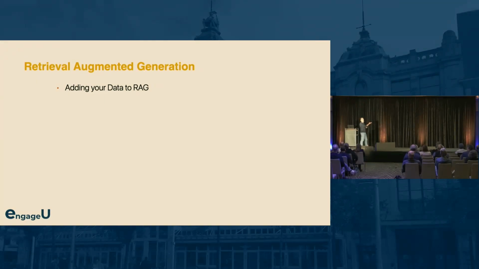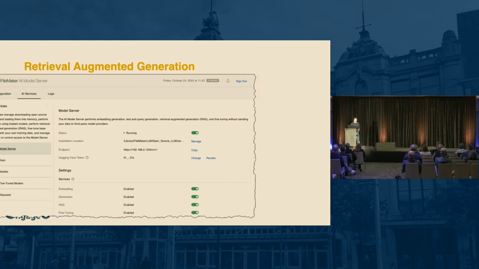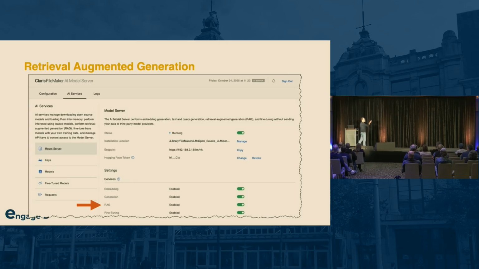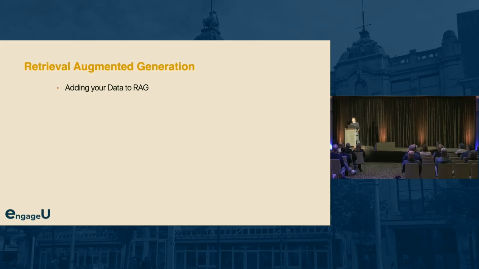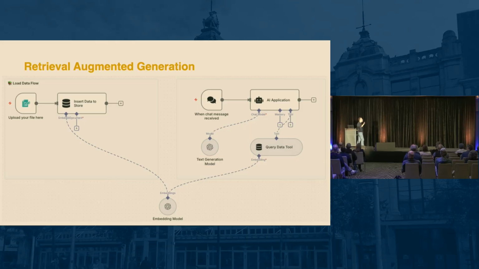A second way that you can feed data into the AI application is to use RAG, or Retrieval Augmented Generation. And there was a session, I believe, yesterday on RAG. The Claris AI Model Server supports RAG, and it actually supports fine-tuning as well. But RAG is included in the Claris AI Model Server, so you can do that. What really happens when you do RAG is something like this, right?